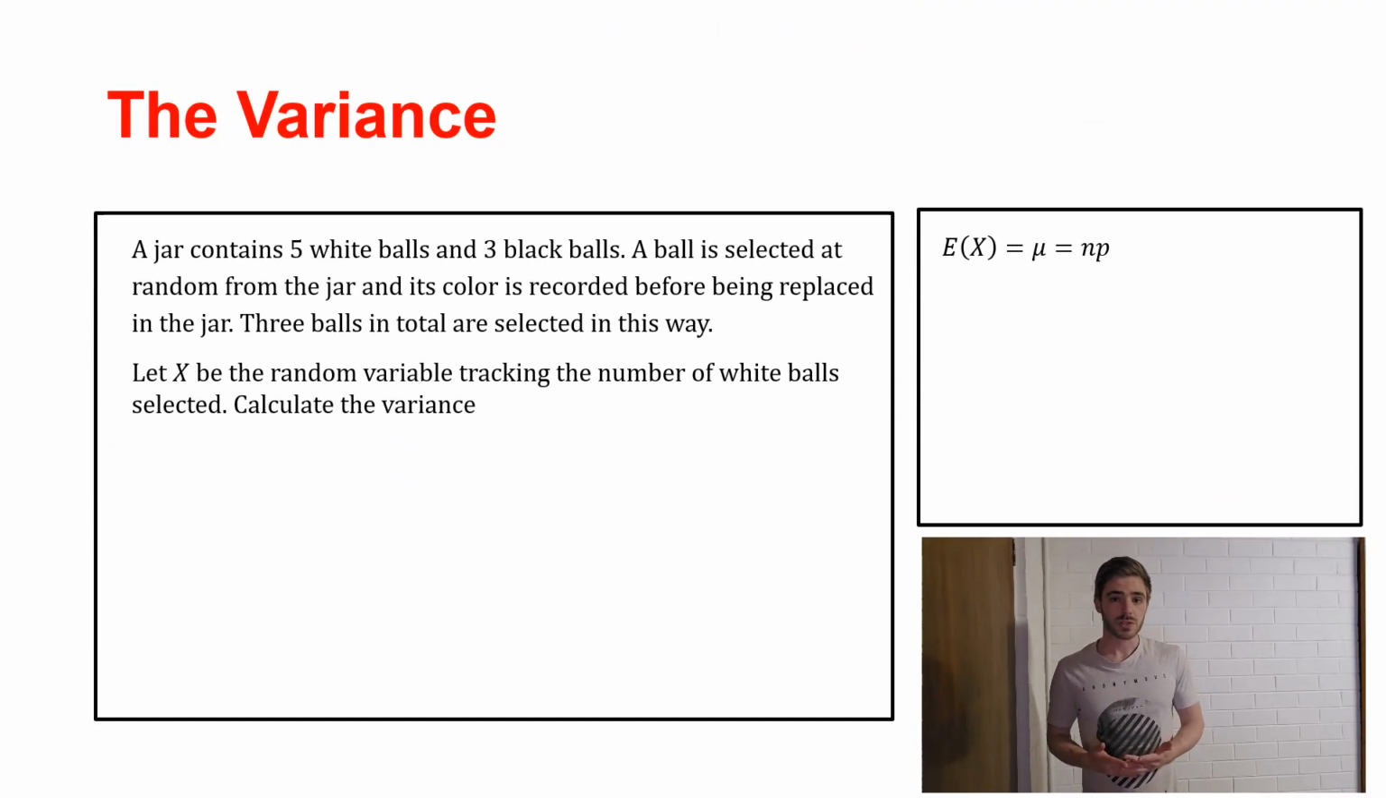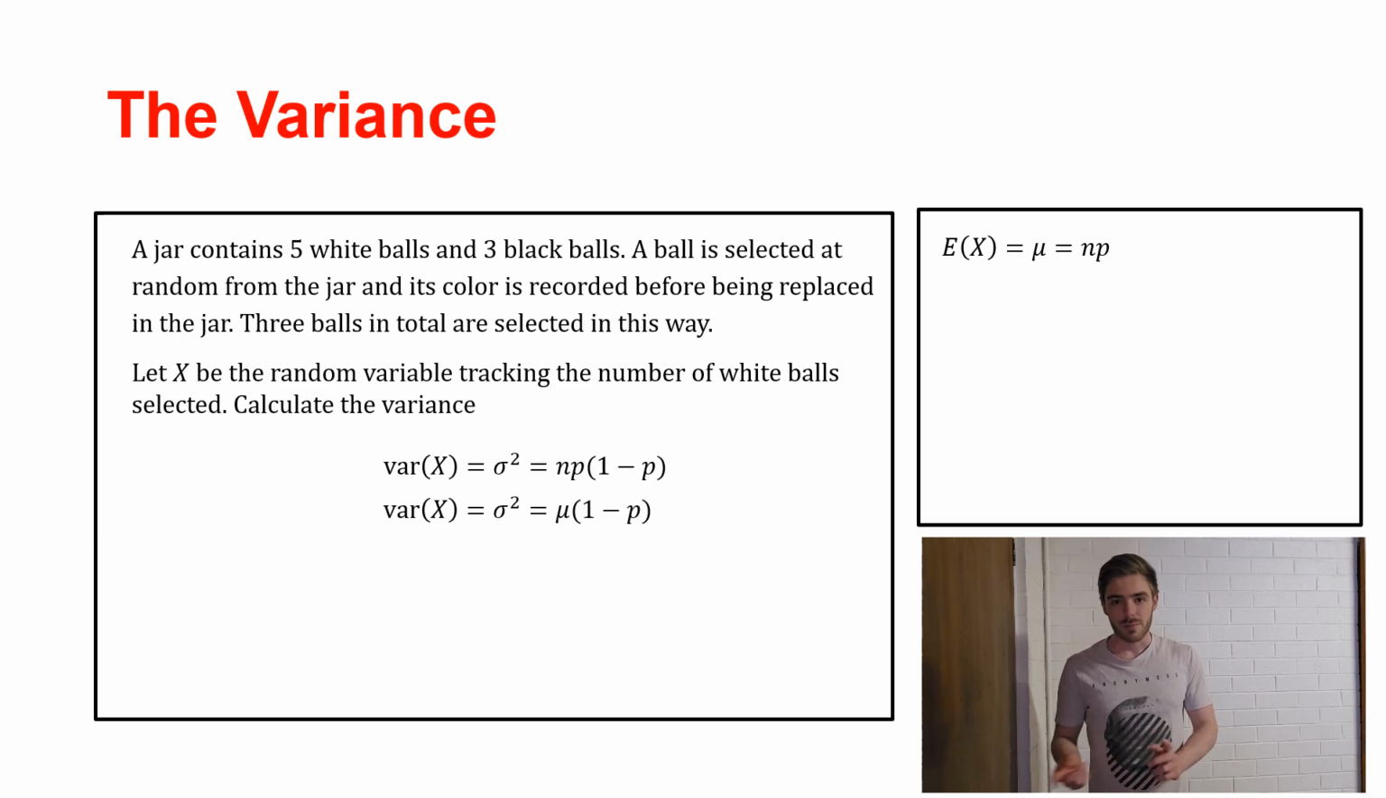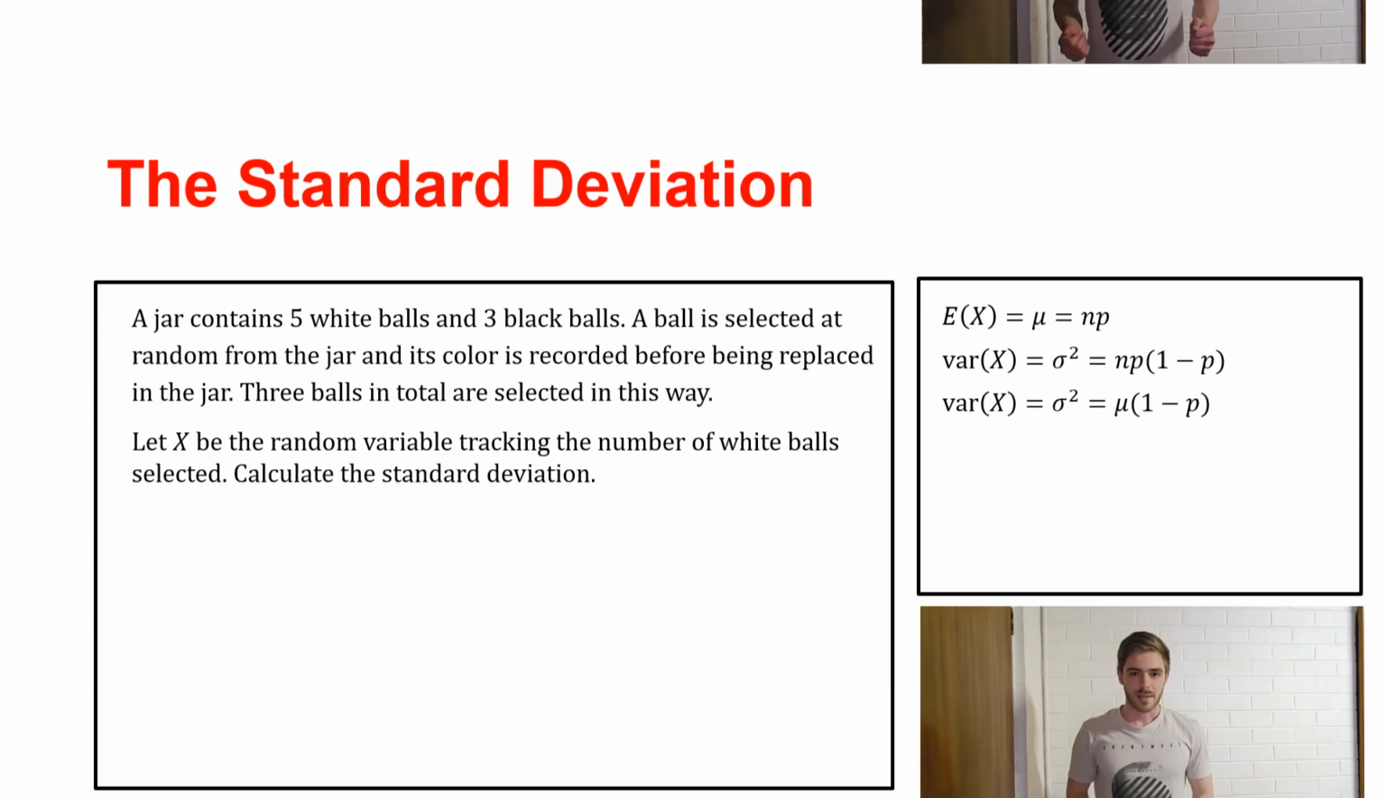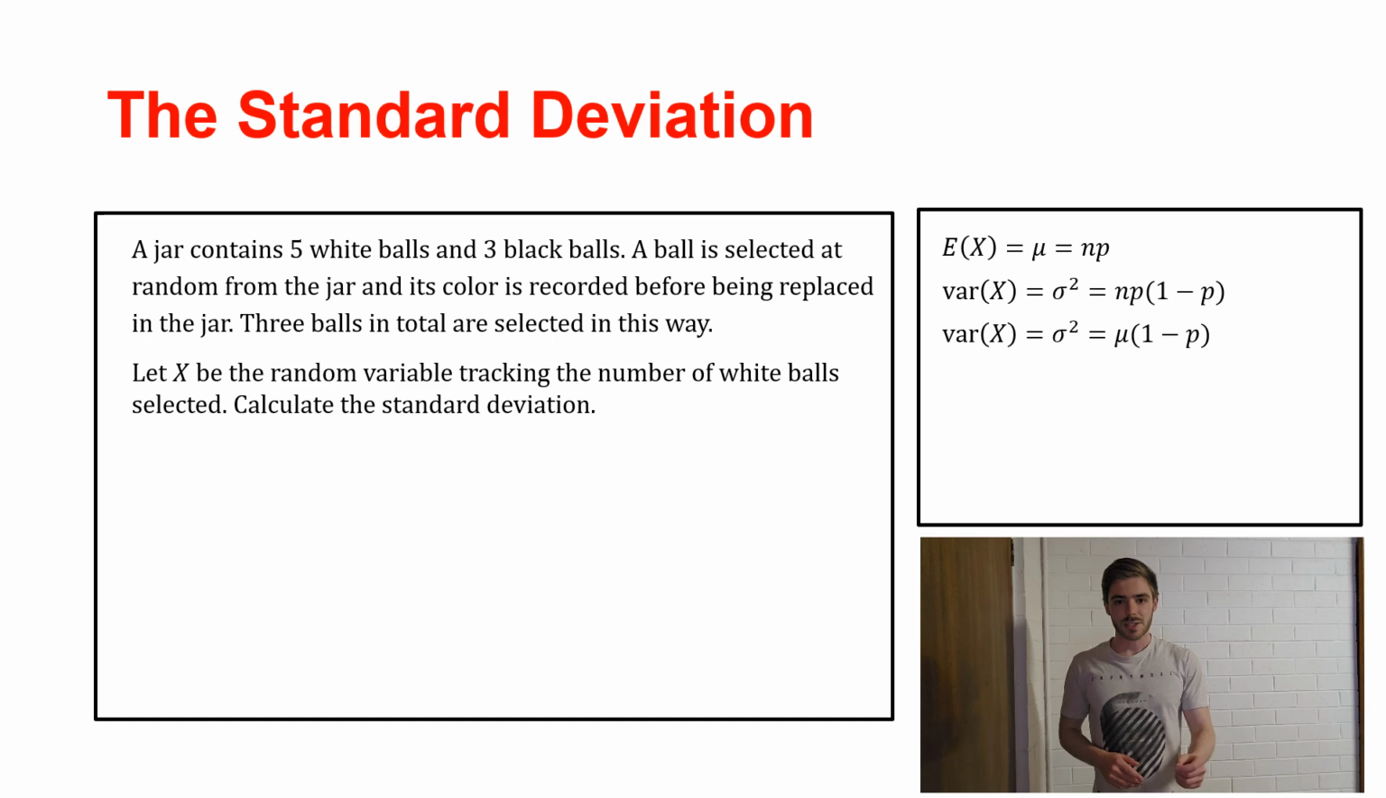The variance is also fairly straightforward to calculate. It's just np multiplied by 1 minus p. Another way you can write that is mu multiplied by 1 minus p, where mu is the Greek letter for the mean. So if we want to calculate the variance for this distribution, then all we're going to do is slot in the n and p values that we figured out before into the new equation and simplify for the variance. And, like always, the standard deviation is just going to be the square root of the variance.